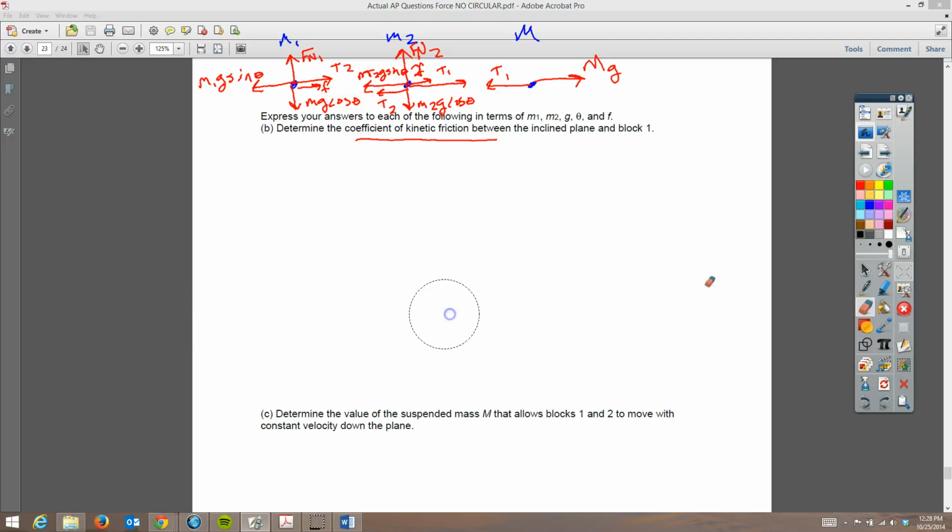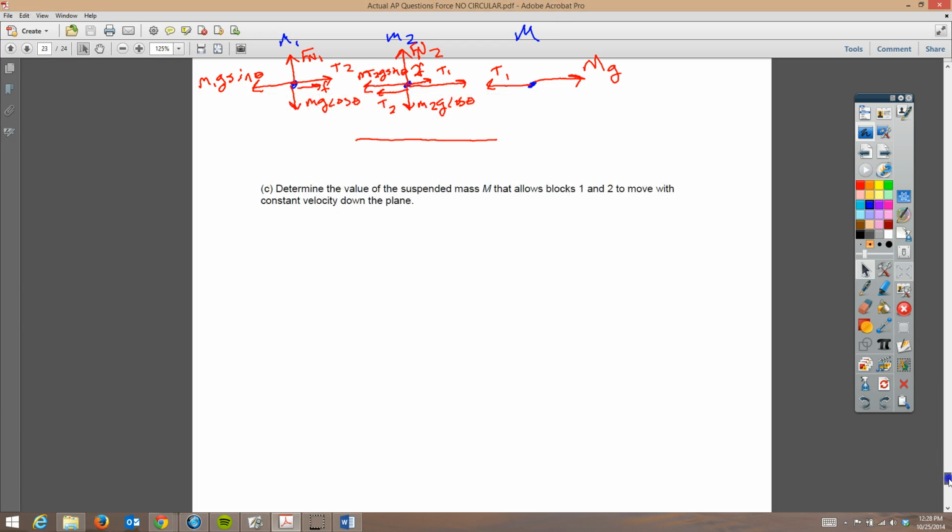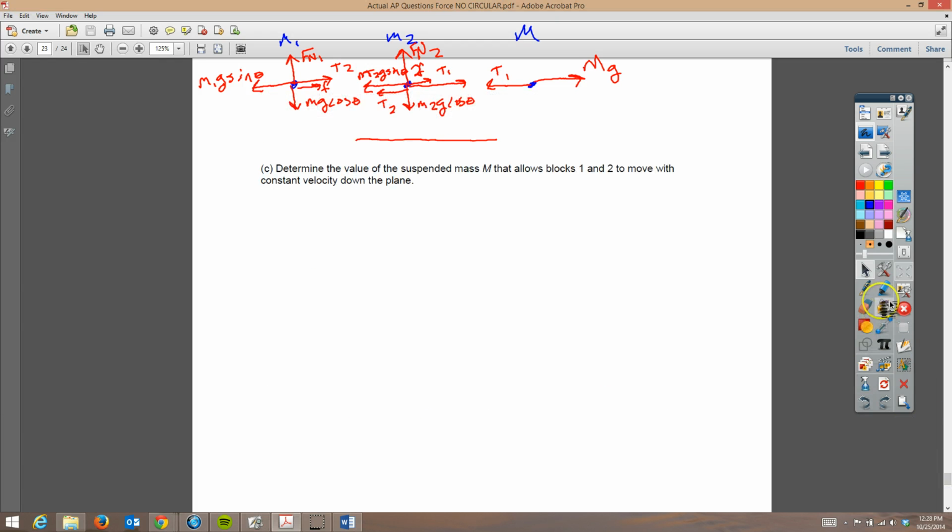And now that we're getting rid of all that, let's go ahead and move this down a little bit. Determine the velocity of the suspended mass. So we're looking for the value of the suspended mass. We're trying to find out what is m equal to, so that everything can move down at a constant velocity. So let's go through and set this up.